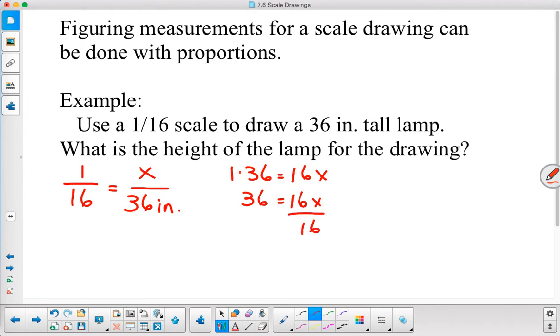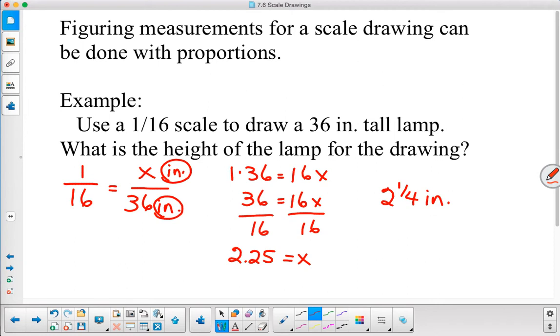Divide by 16. And that comes out, grab my trusty calculator, 36 divided by 16, 2.25. So what does that mean? Our units, based on the fact that the 36 was in inches and this is in the same fraction, my x will be inches. Do you recognize the decimal 0.25? If so, great. It's 2 1/4 inches.